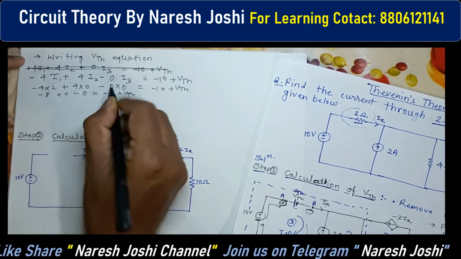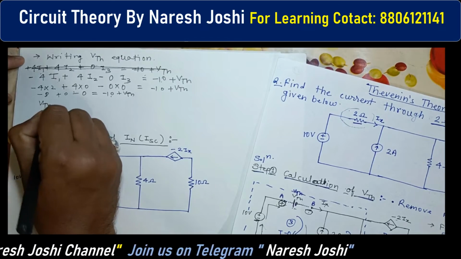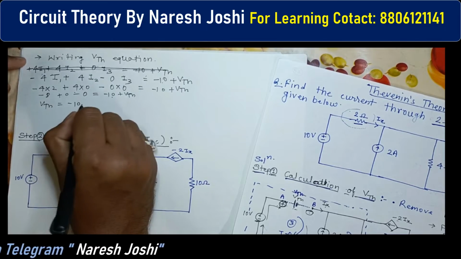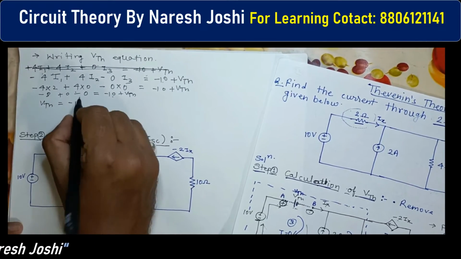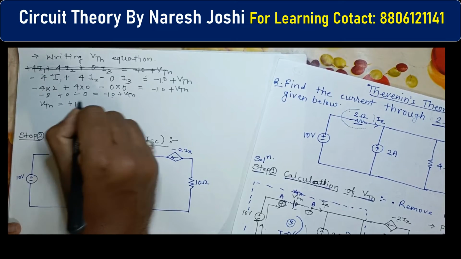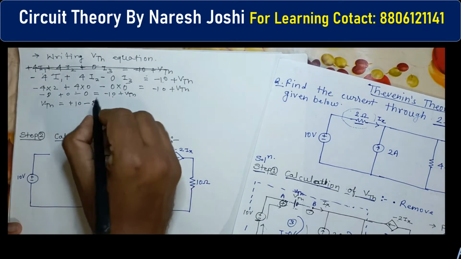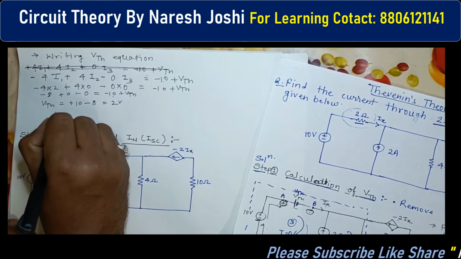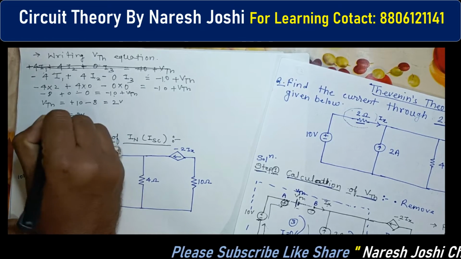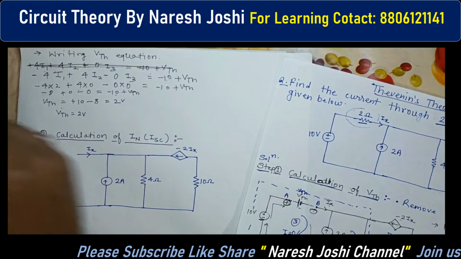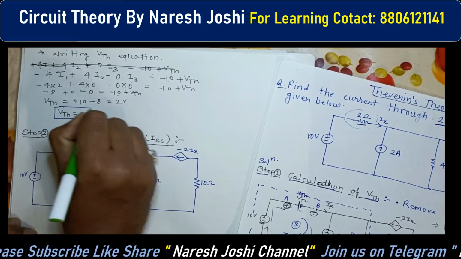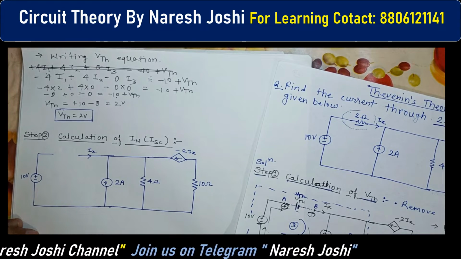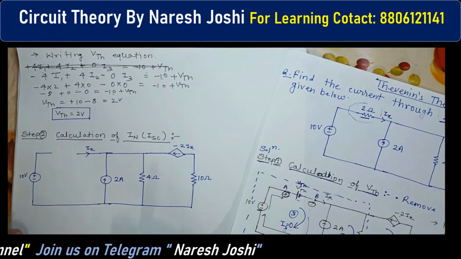So I will shift this 10 to the right hand side. Minus 10, sorry, I have shifted it to the left hand side. You can see I'm simply modifying, I'm doing here minus 10. So it becomes plus 10 and it is minus 8. Clear? So it is 2. It becomes 2 volt now. So here VTH is what? 2 volt. So here you can see the voltage value of VTH is 2 volt. Clear? This is the value we have found for VTH.